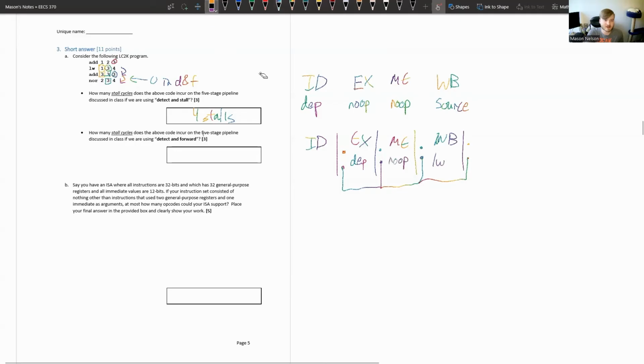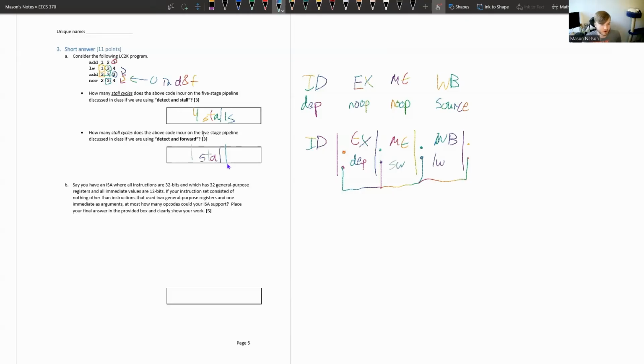If we have some other instruction in between the dependent and the LW, maybe an SW or something, we don't need to worry about that because we can still just forward these values: LWs in write back, dependents in execute, so we're good. So that means in total, we will have one stall when using detect and forward.